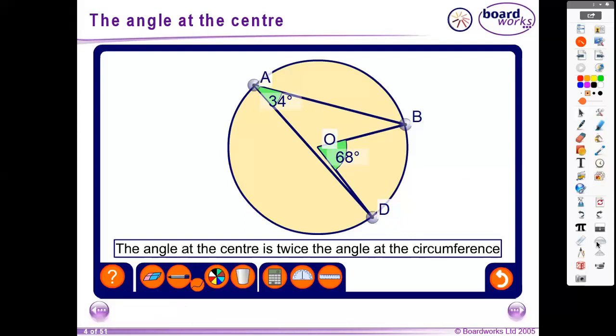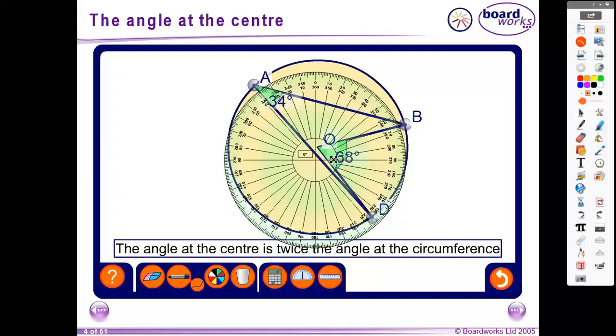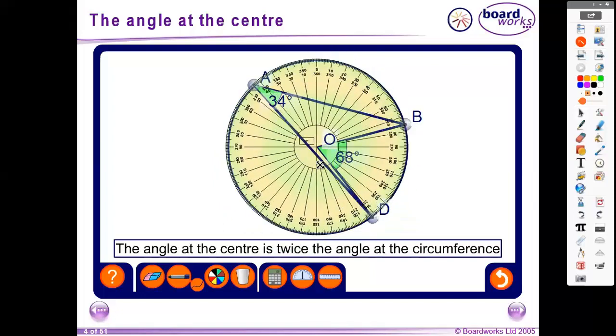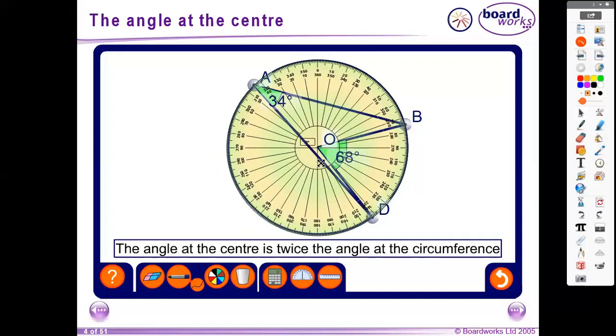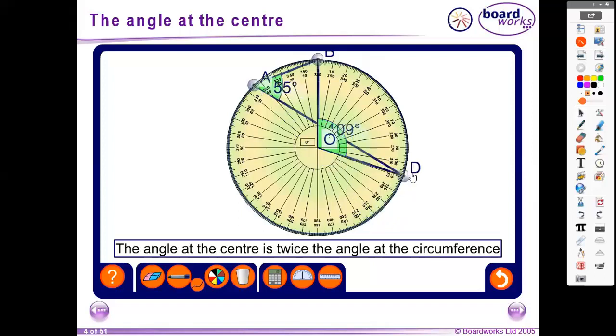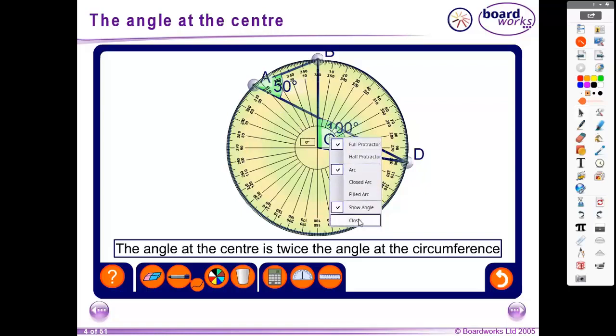Why? Because if we get a protractor and put it here, there's a full protractor. If I put it at 0, and here, for example, 100, so this is the measure of the arc. So the measure of the arc equals the central, and the inscribed is half the central.